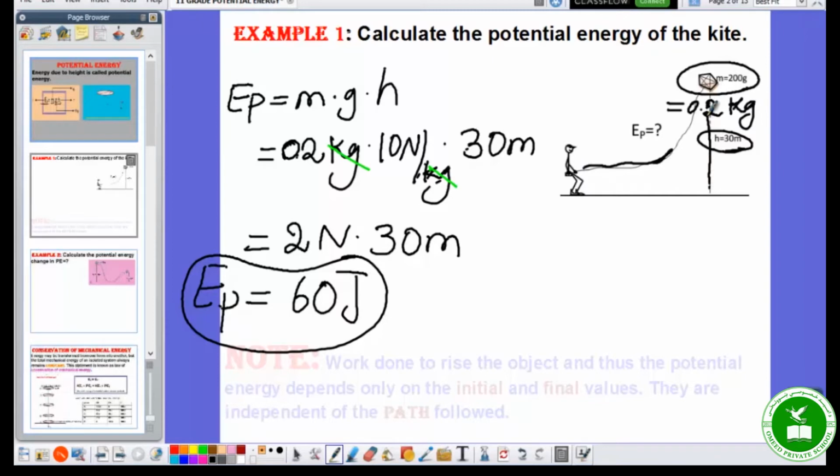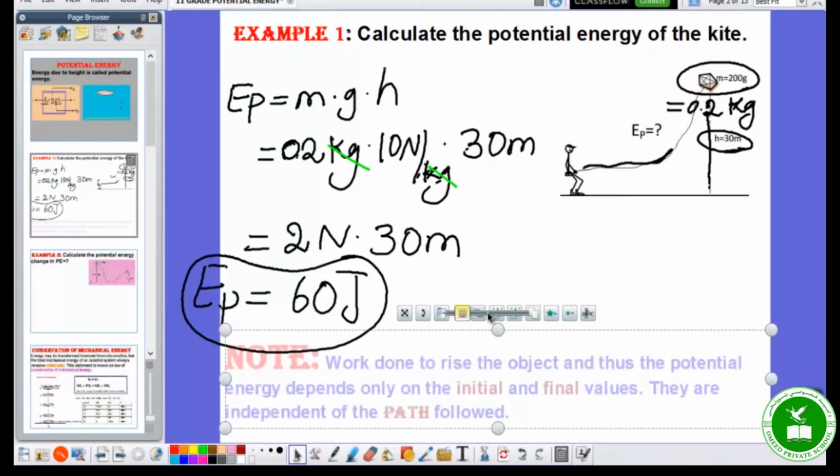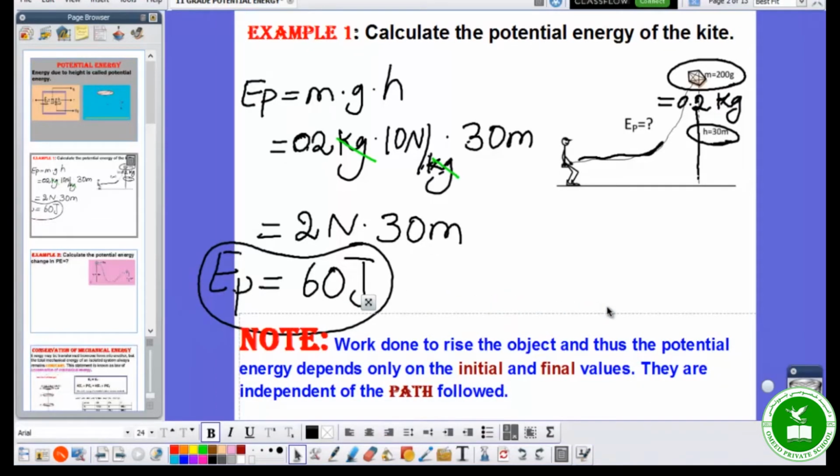Now let's see one important note about this. This note says that potential energy does not depend on the path followed. It depends only on the initial and final values of height. So it does not depend on the path followed.